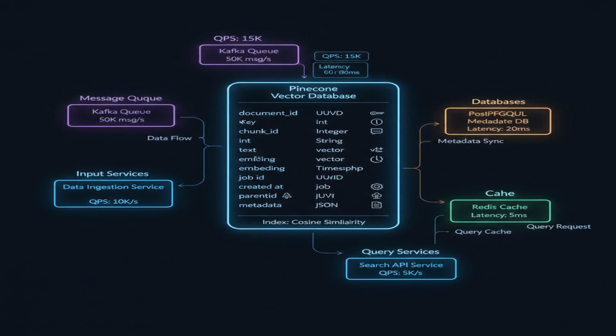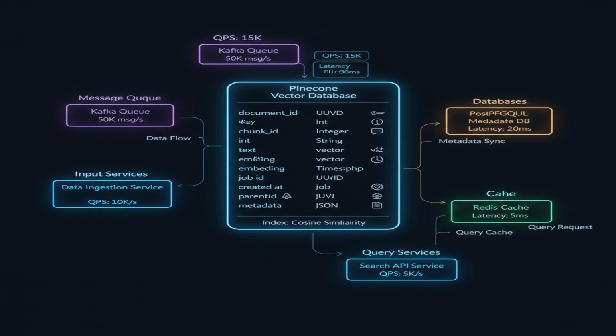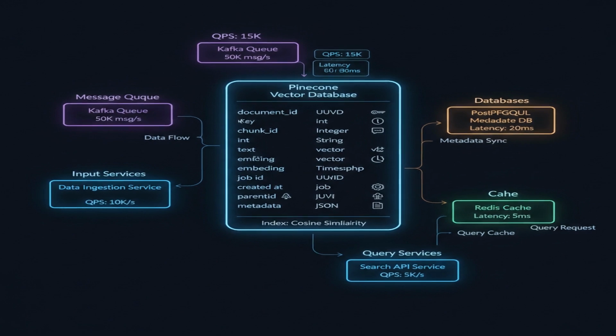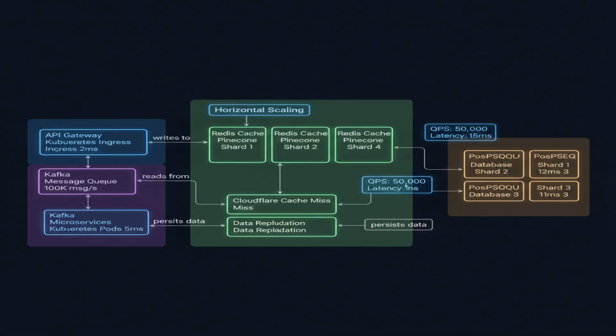We also need metadata to store document source and other relevant information. We'll use cosine similarity for indexing the embeddings. We can also use other indexing methods like HNSW, Hierarchical Navigable Small World. Now that we understand the data model, let's talk about scaling.